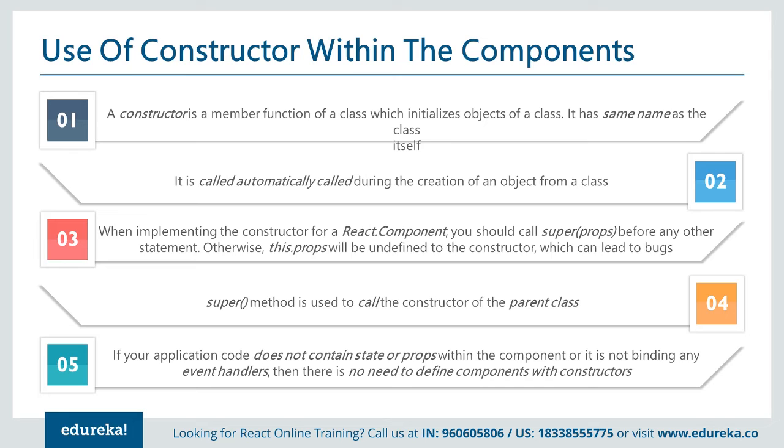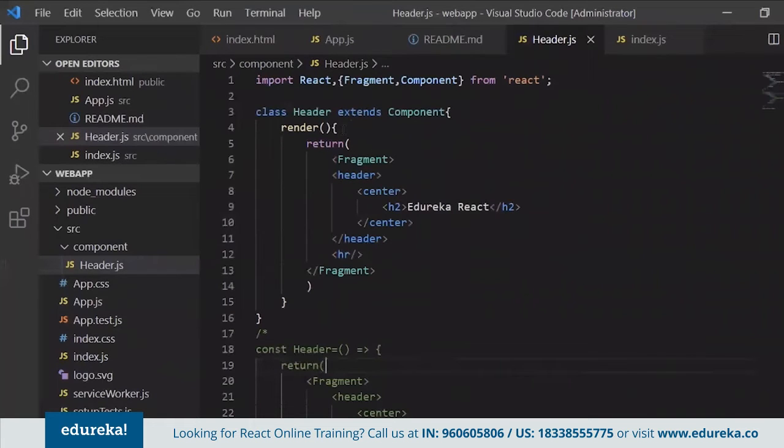When implementing the constructor of a React component, you should use the super keyword. Why the super keyword? To inherit the properties from a parent element. So we need the super keyword, and the super method is used to call the constructor of the parent class. If your application code does not contain a state or props within a component and is not binding any event handler, there is no need to define a component with a constructor. As in our case, we don't have any state, nothing. We have not declared anything. Going forward, when we have to maintain the state, we'll go with that.